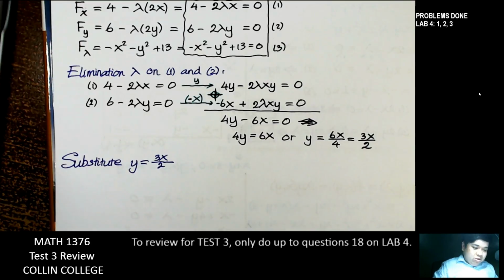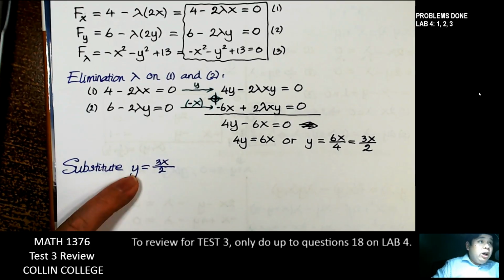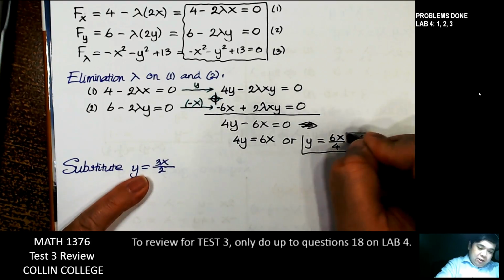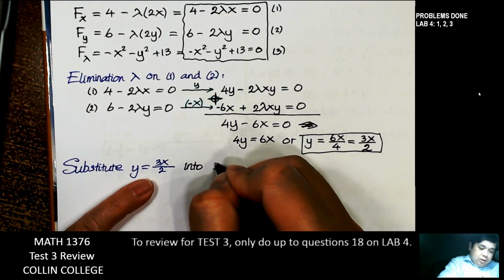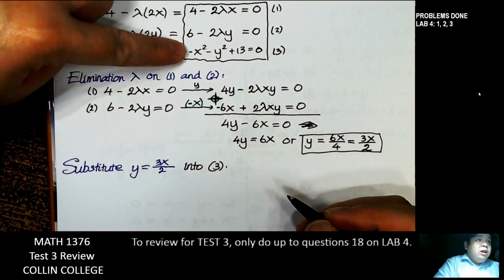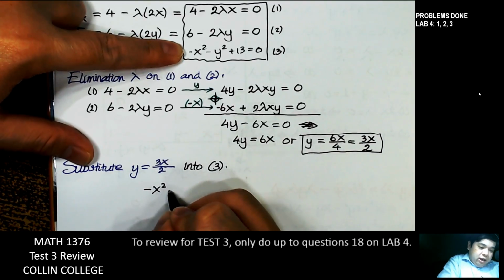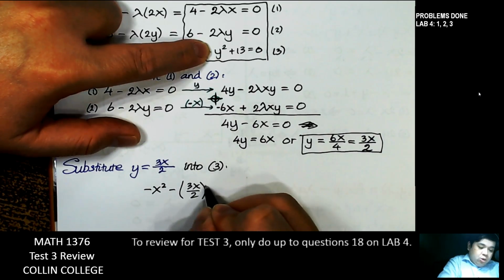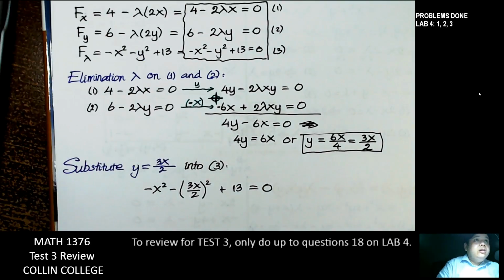This first problem will take a lot of time, but after that, the other problems might not take as much time. Right, we substitute this from what we have earlier into equation 3. Equation 3 is that, so negative x squared will be there. Instead of y, we have 3x over 2 squared plus 13 equal to 0.